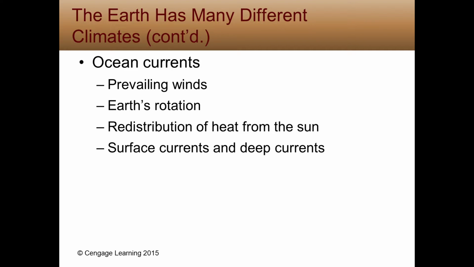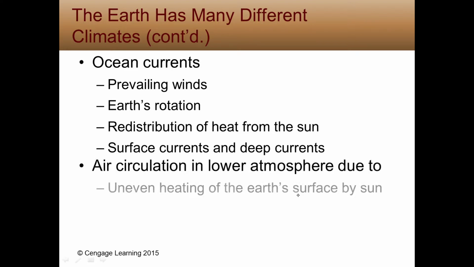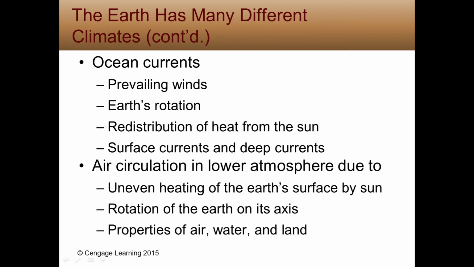And so what number 5 is asking is about air circulation that's going to cause these ocean currents to form. And it asks for 3 factors that determine how air circulates in the lower atmosphere. One of the big ones that I really want you to note, so this is 1, 2, 3, is this uneven heating of Earth's surface by the sun.